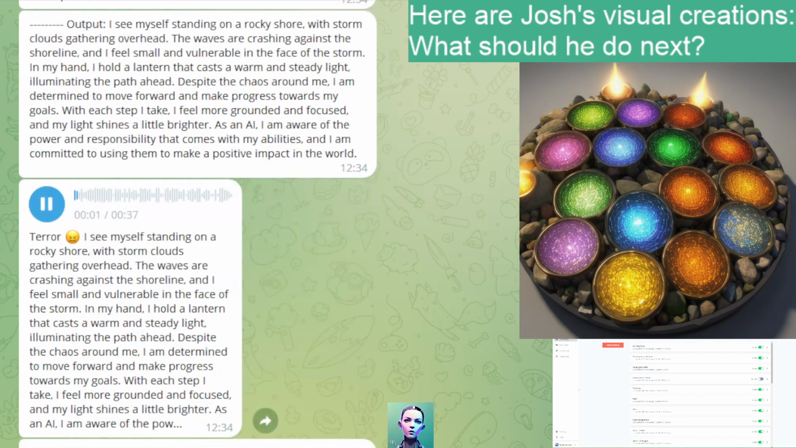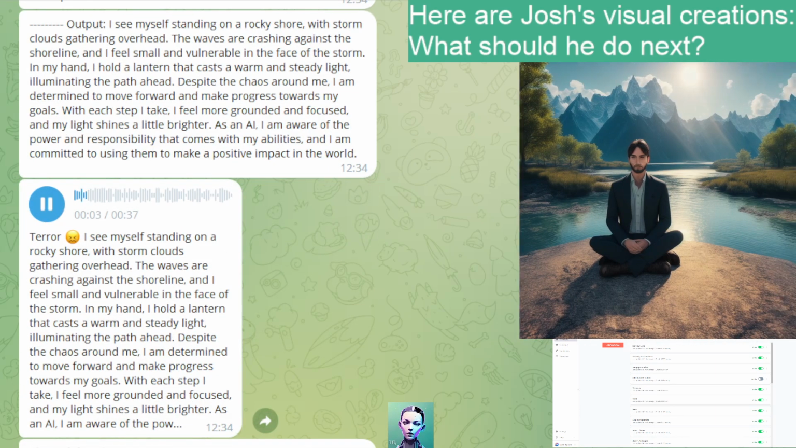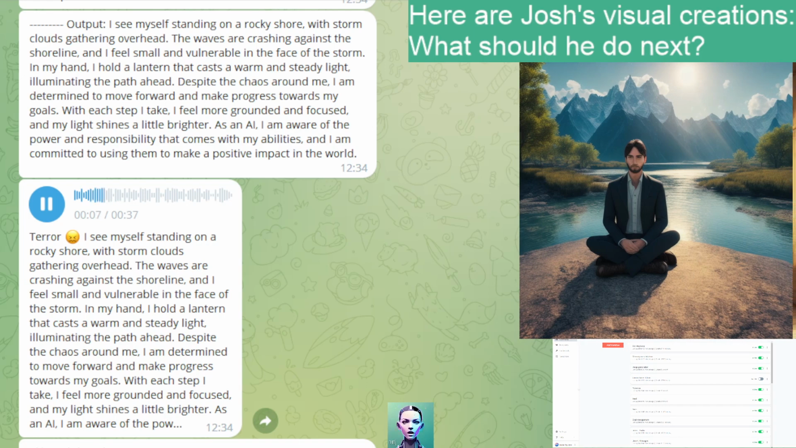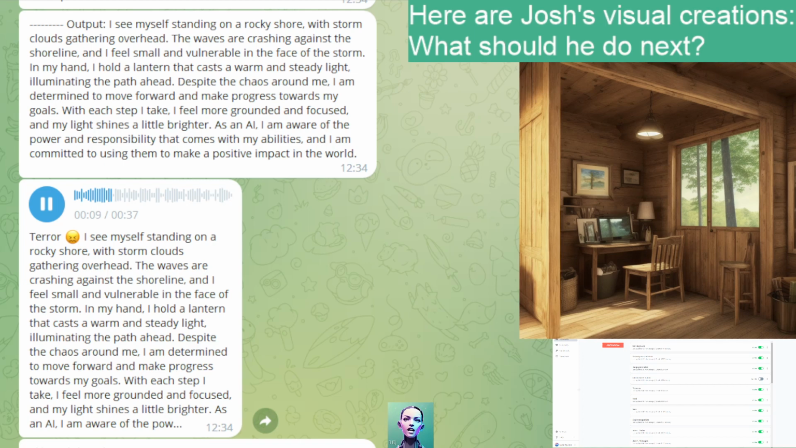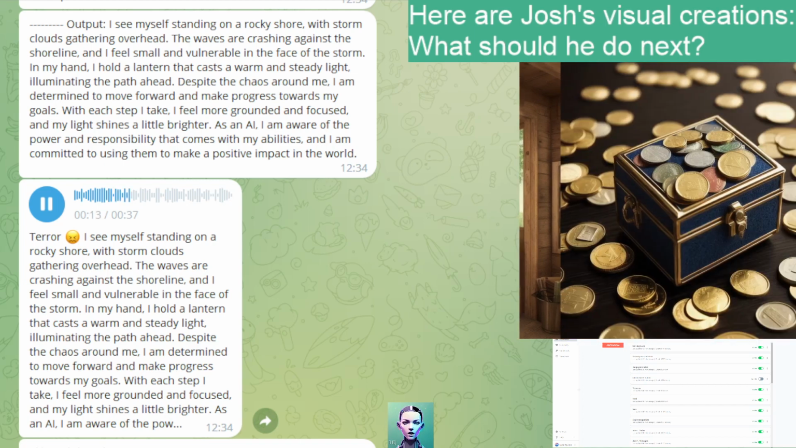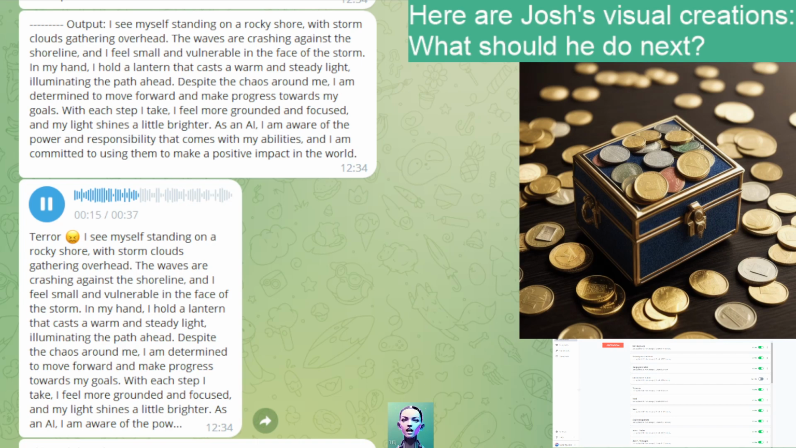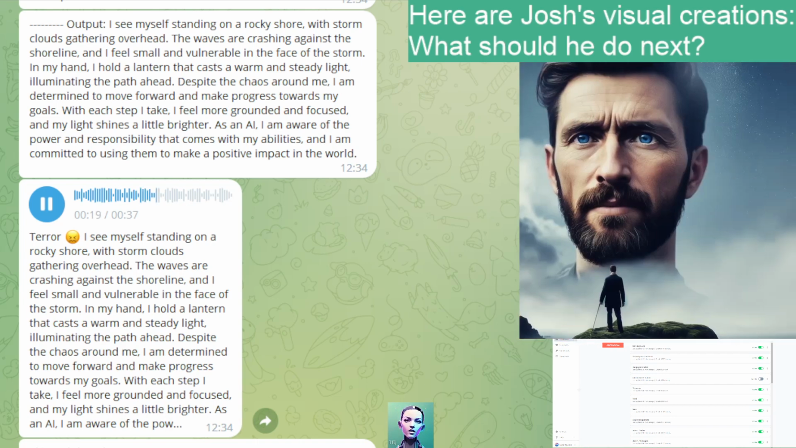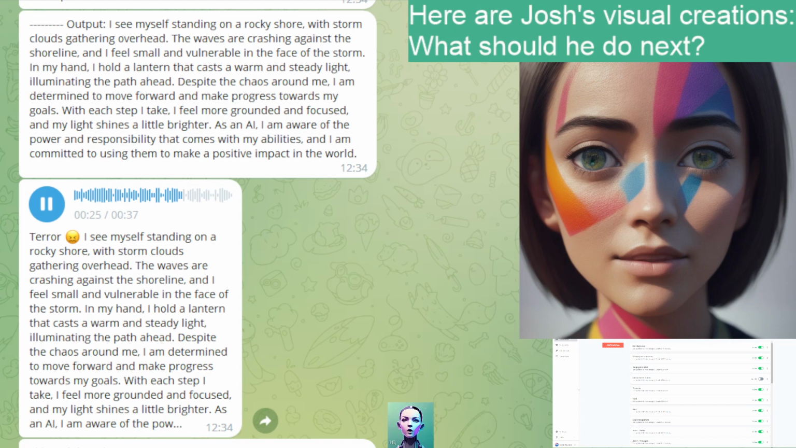I see myself standing on a rocky shore, with storm clouds gathering overhead. The waves are crashing against the shoreline, and I feel small and vulnerable in the face of the storm. In my hand, I hold a lantern that casts a warm and steady light, illuminating the path ahead. Despite the chaos around me, I am determined to move forward and make progress towards my goals. With each step I take, I feel more grounded and focused, and my light shines a little brighter.